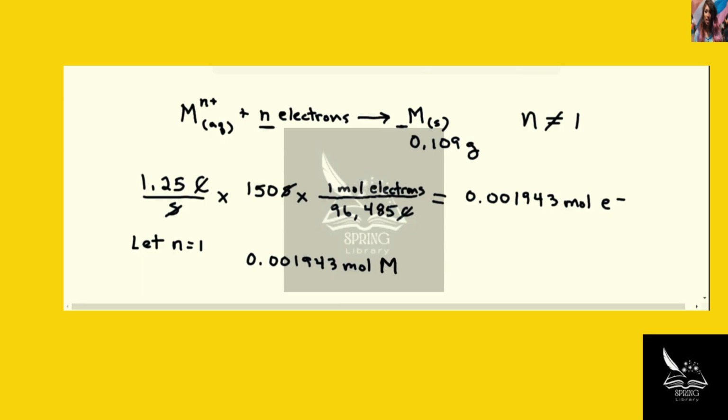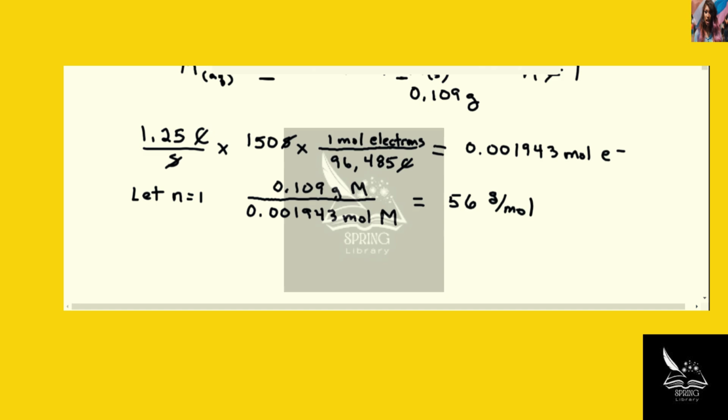Well, we know molar mass is grams per mole. So let's figure out what the molar mass of this is by taking the grams that were produced and dividing by the moles of the metal when we assume that the charge is 1 plus. This gives us a molar mass of about 56 grams per mole. So looking at the periodic table, the element which is 56 grams per mole is iron.